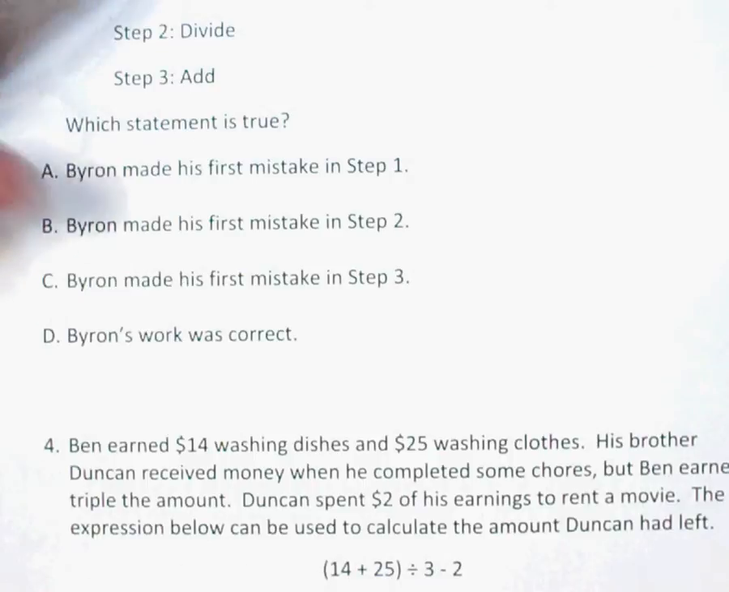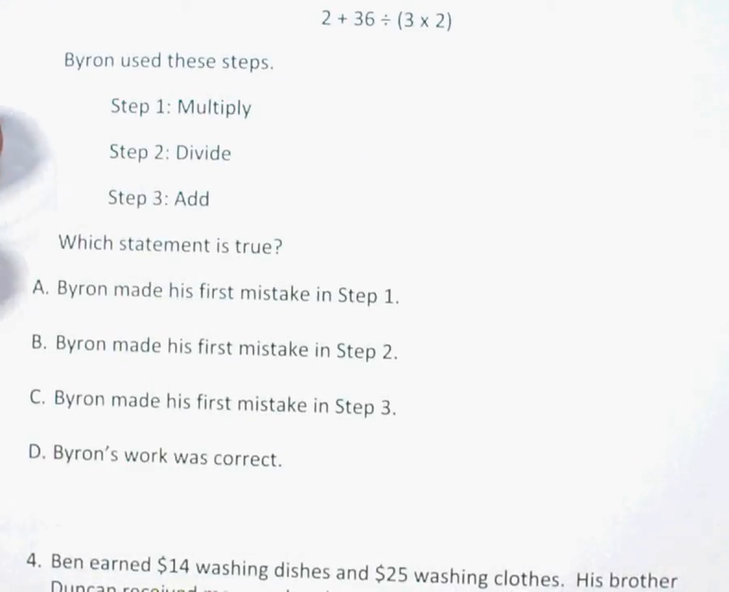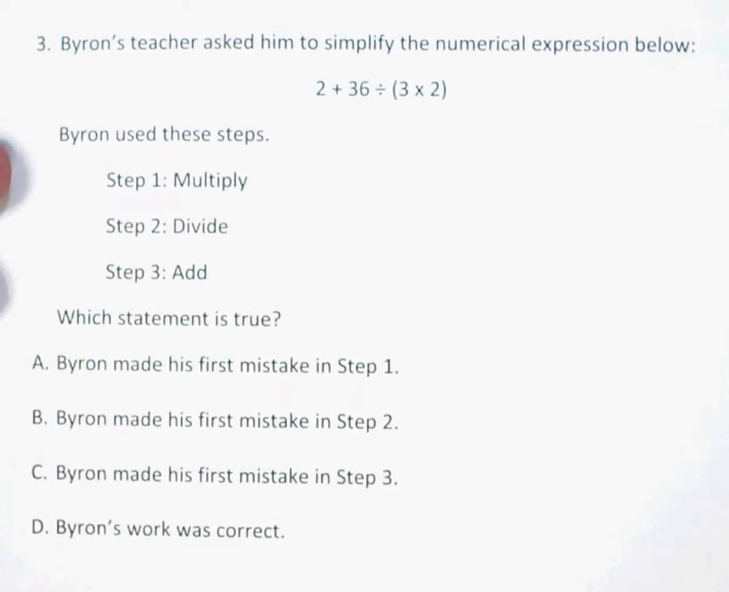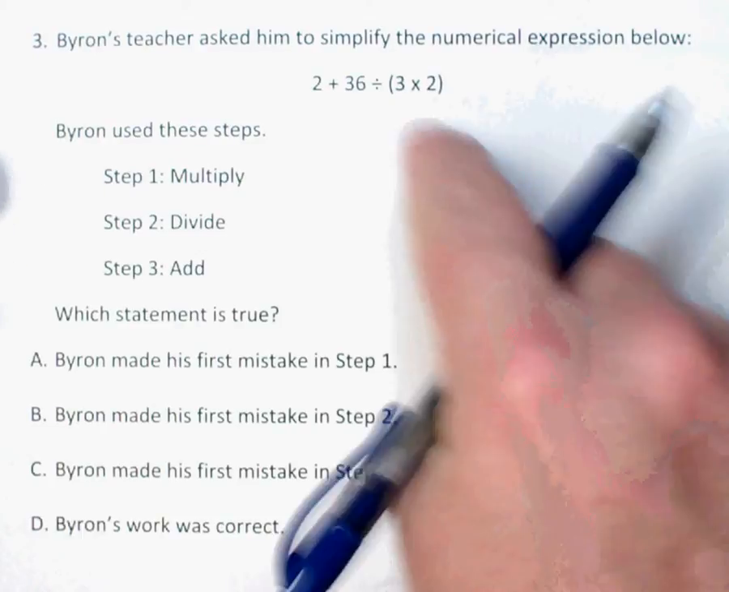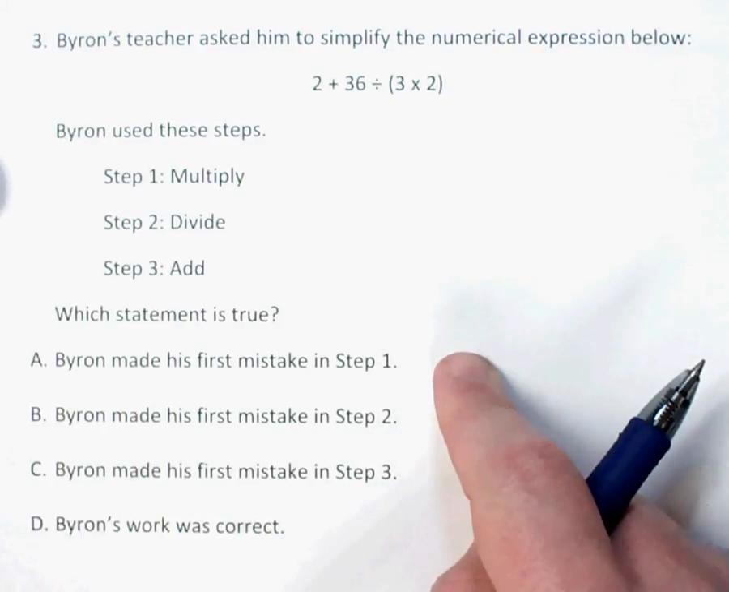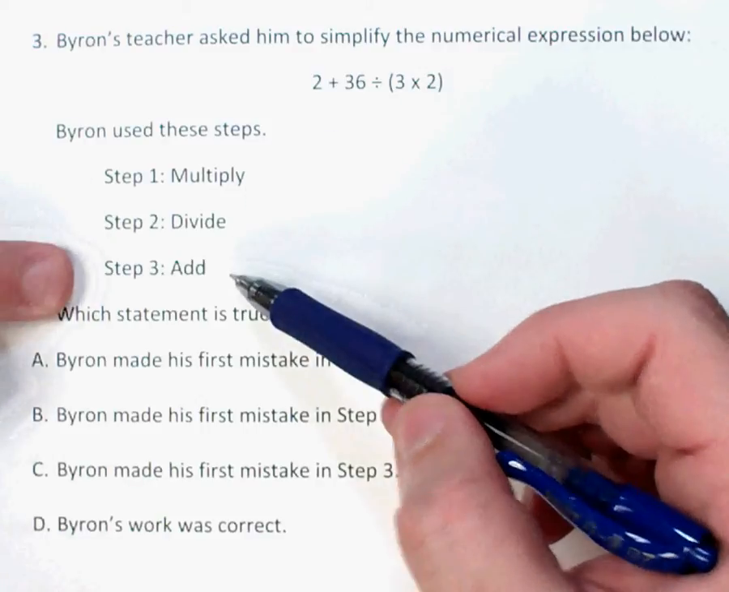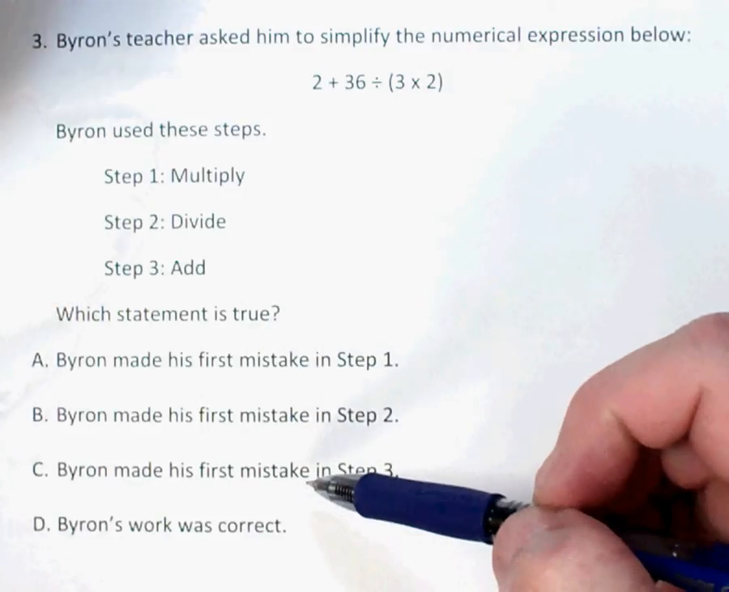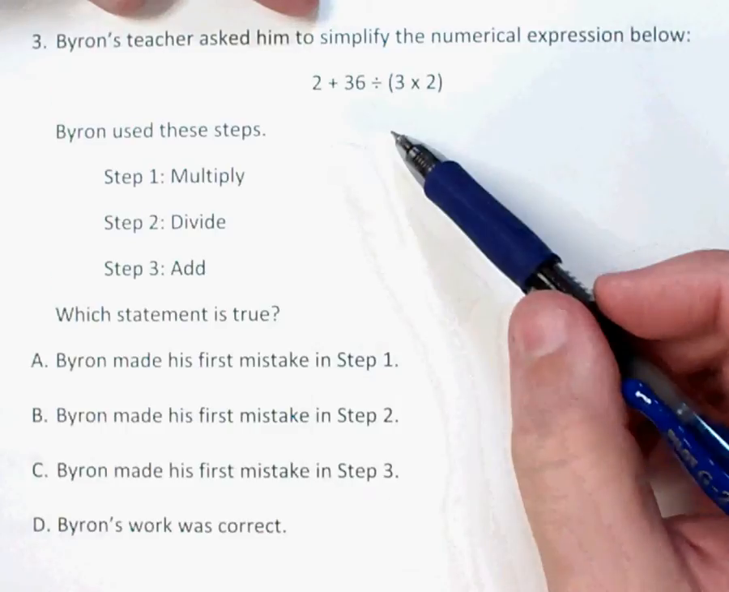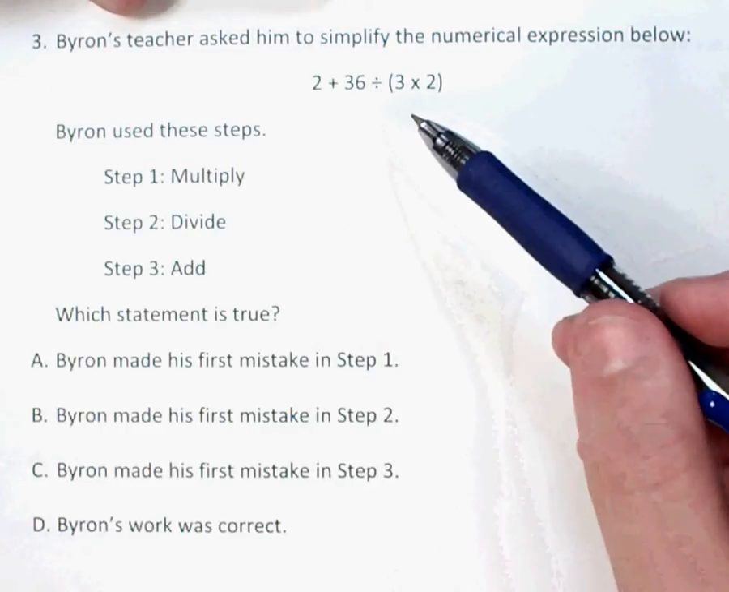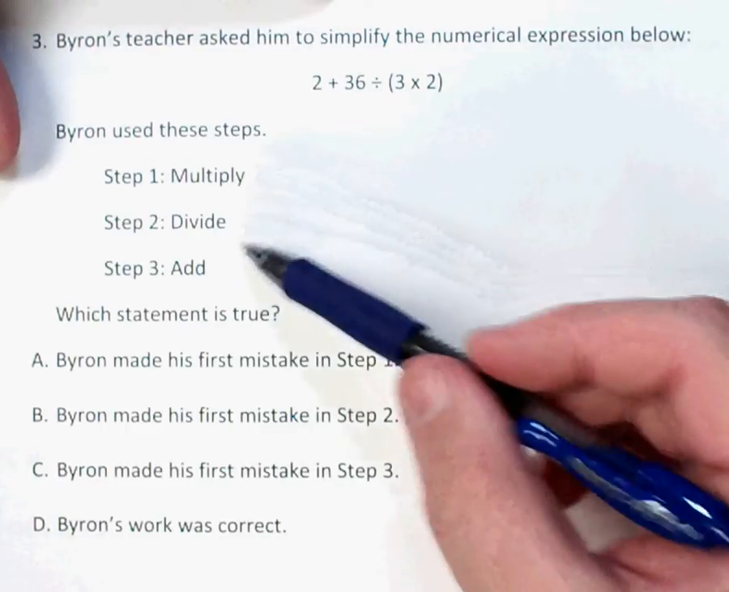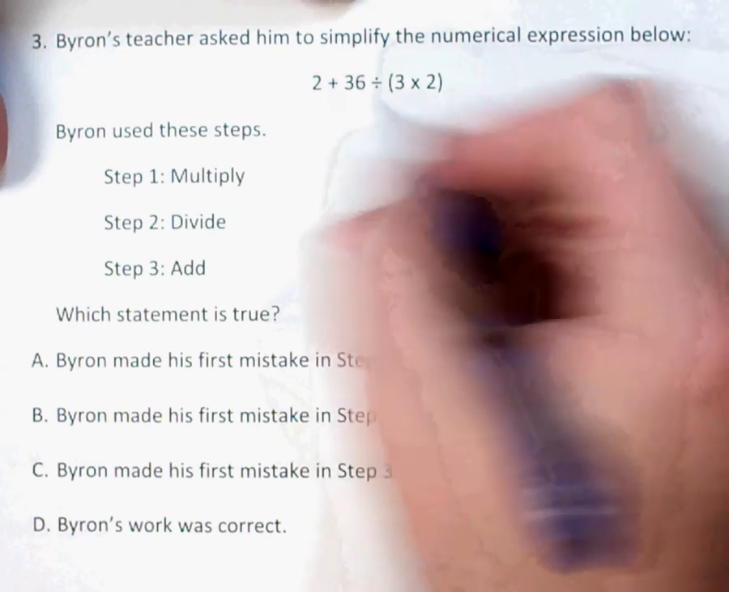Now, you'll get questions like this as well where you're asked to find a mistake. You'll either be given a set of operations and asked to find a mistake, or like this one, they'll actually say he multiplied, then he divided, then he added, and then where's his mistake at. The best way to do that on this is just do the problem yourself and then go back through and say, okay, what I do first, what I do second, what I do third. All right, so let's do it.